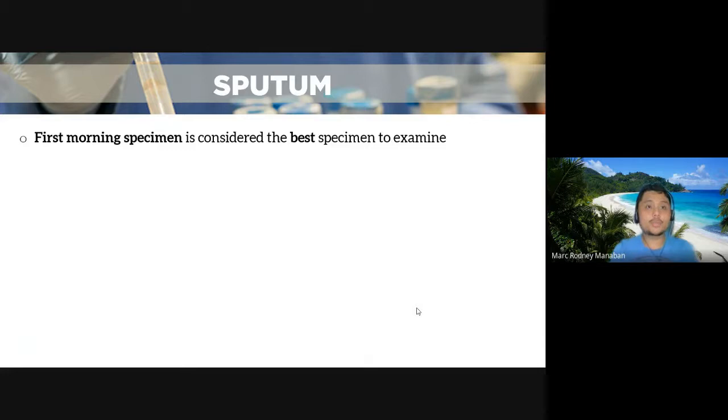The first morning specimen pa rin is the best specimen to examine because again, this is the specimen that has accumulated overnight, no? While natulog ang patient, it's well concentrated yun. So makita nyo ang parasites that could be there. It's well concentrated. That's why first morning specimen is the best specimen to examine.